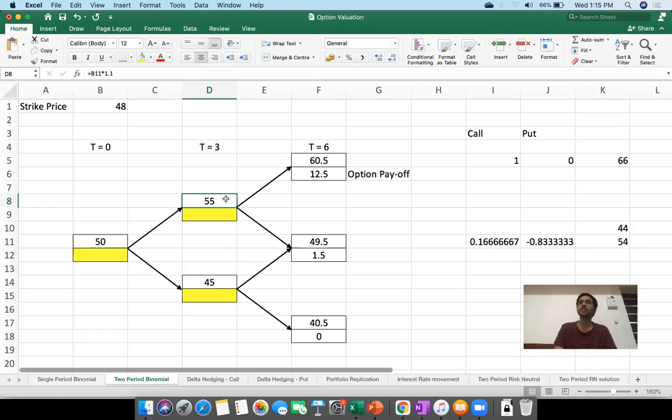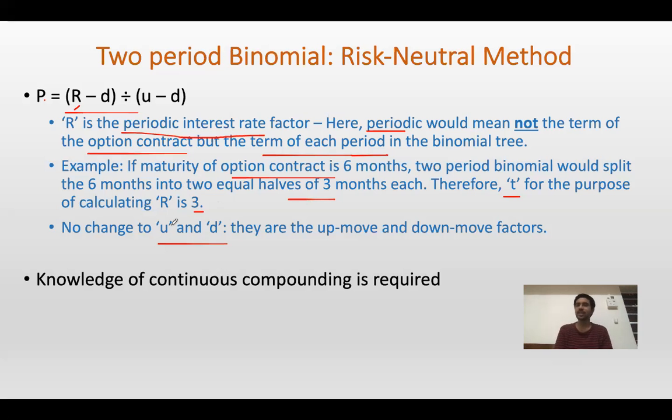Then what I do is I stand at 55 and again I look at how much the share price can go up or how much it can go down in the next 3 months. So again my t over here becomes 3 by 12 or 0.25 years. So even within u and d, the calculation is impacted. The only impact is that the term is now going to be 3 by 12, which is each period's term, instead of 6 by 12.